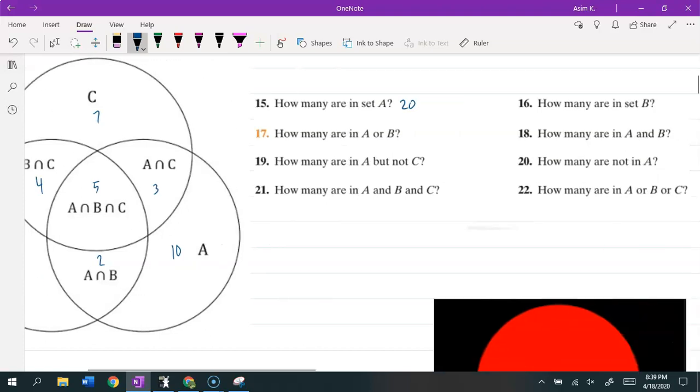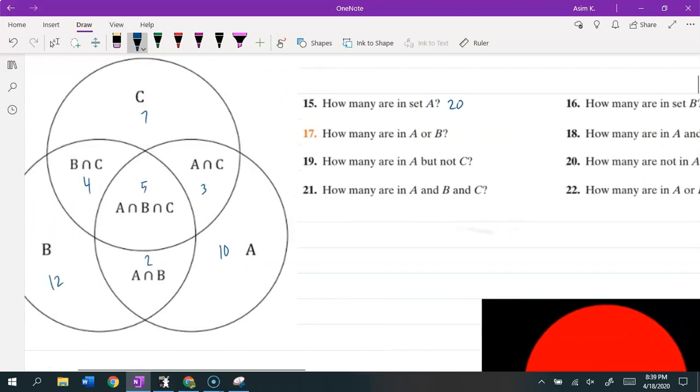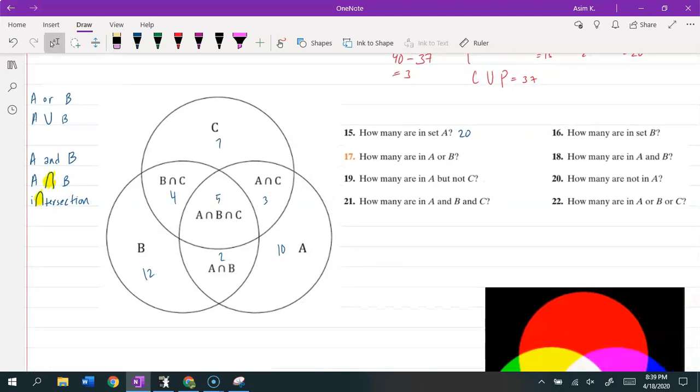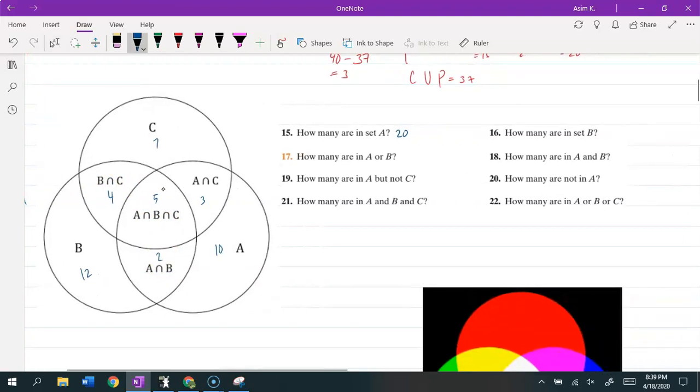Now, number 16 says how many are in set B. So let's go ahead and take a look at set B here. In set B, you have 12 plus 2, that's 14. 14 plus 5 is 19, and 19 plus 4 is 23. So there are 23 in set B. Now, number 17 says how many are in set A or set B. So this is where it starts to get a little bit tricky.